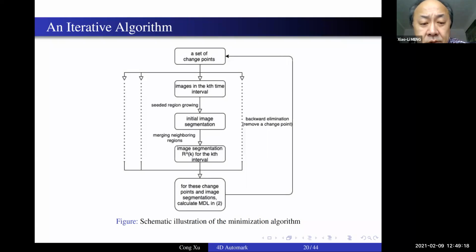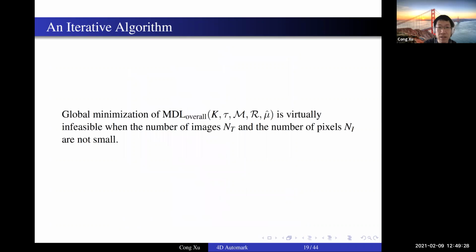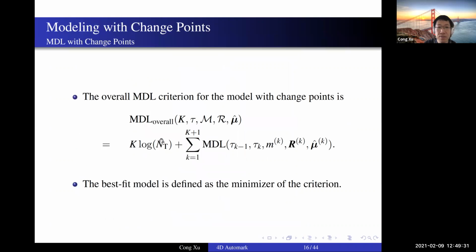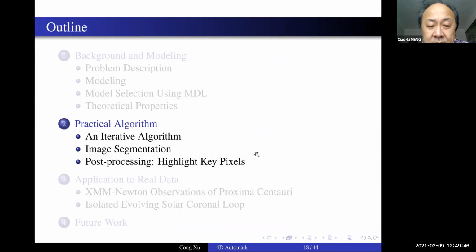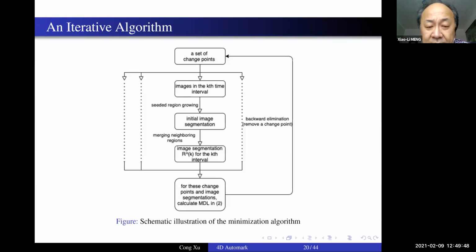So, sorry, do you assume that the number of change points are known a priori? No, we don't assume that. Okay. So we can say that this part is kind of like a penalty for the number of change points. So we can use this criteria to determine the number of change points, the locations, and everything. I see. So it will penalize for having too many change points. Yes. Okay. Got it. Thank you.